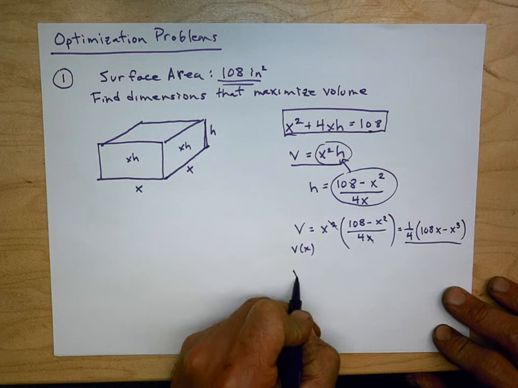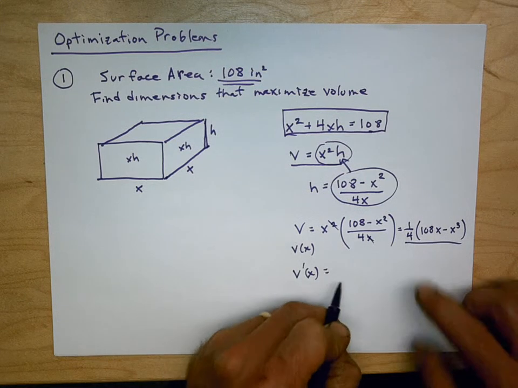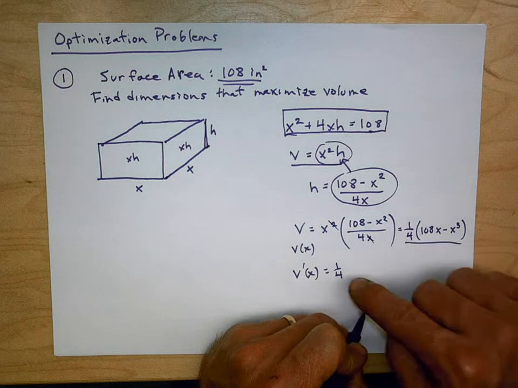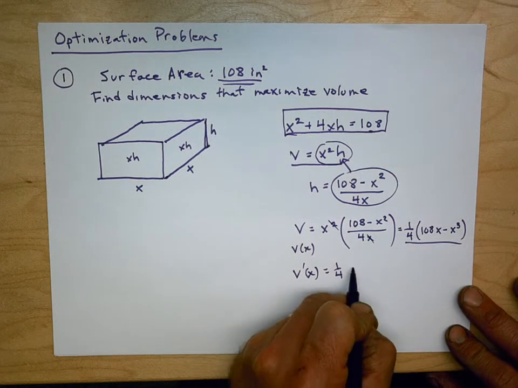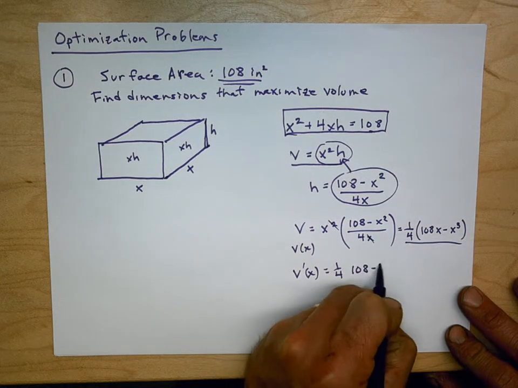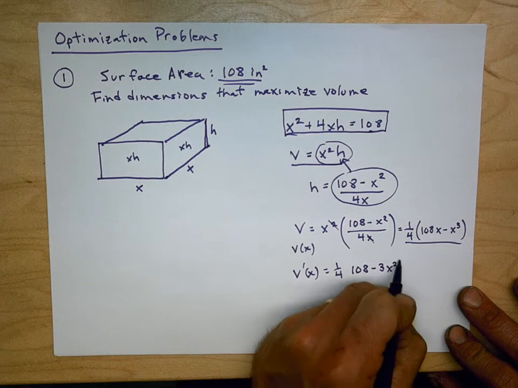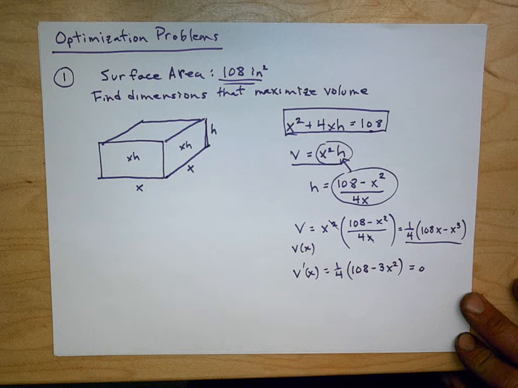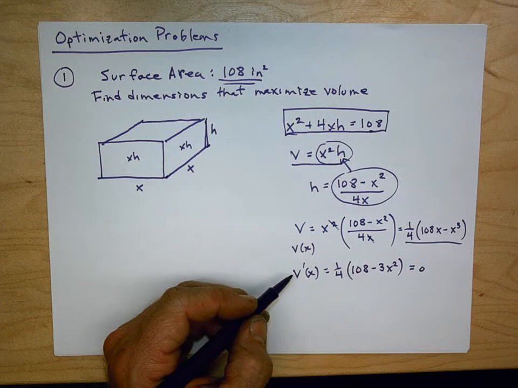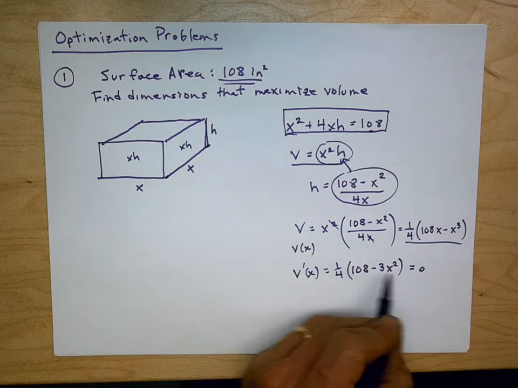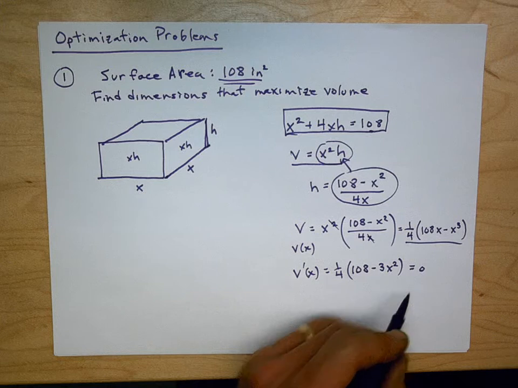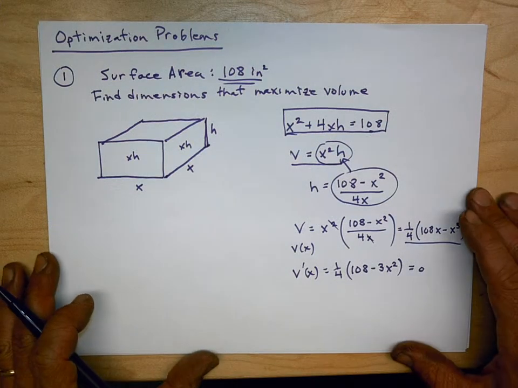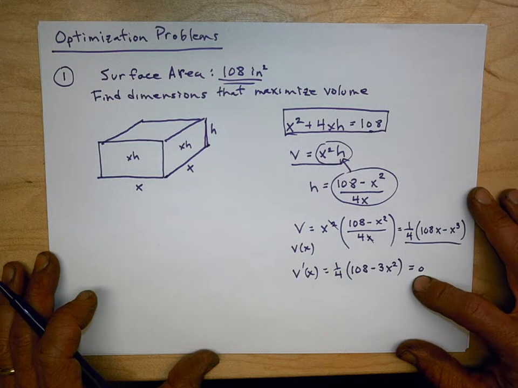All right, so V prime of x, I can leave that 1/4 out front, and I can just take the derivative of this, because constants come outside the derivative. That leaves me with 108 minus 3x squared. And I want to set that equal to 0, because we're looking for the max and the min. So in general, we need to find the critical points of this function, just as we did before when trying to find the max and min of a function.